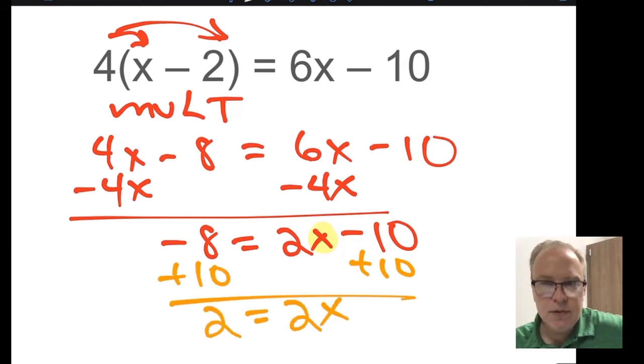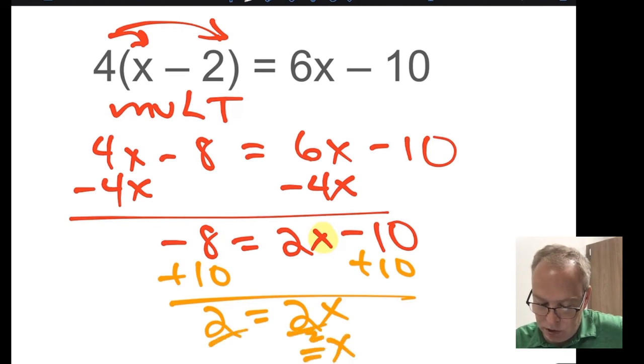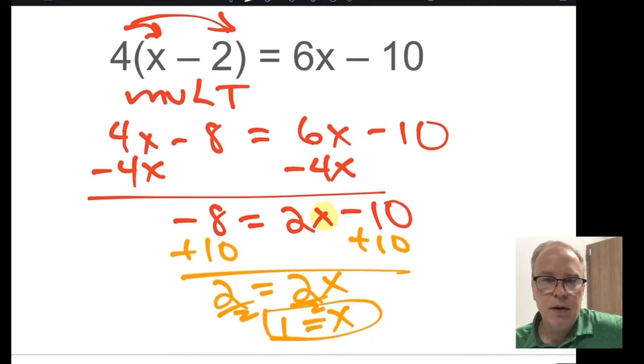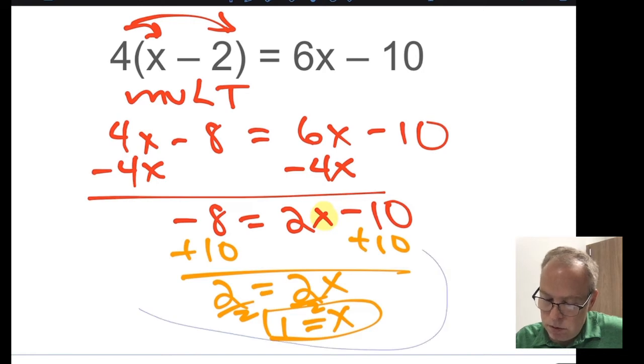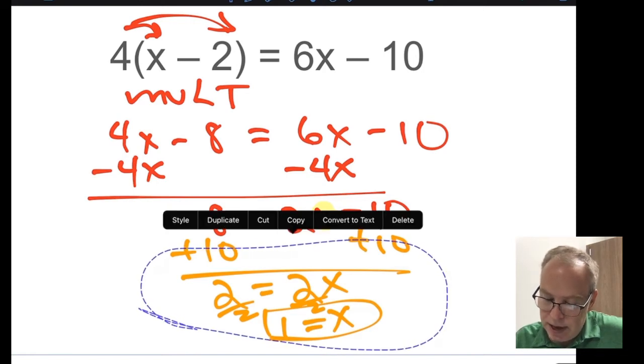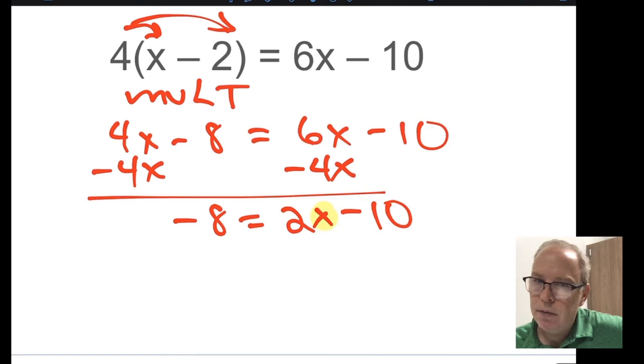2 equals 2x. So x equals, and you divide both sides by 2 at this point, x equals 1. X equals 1 is the answer here. Now, I would like to share with you a common mistake I know some of you are going to make, and it might just be an accident, a little silly goof sometimes.